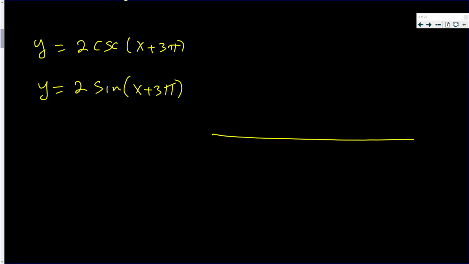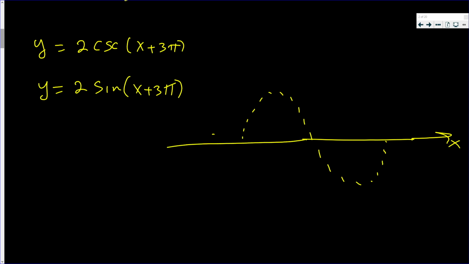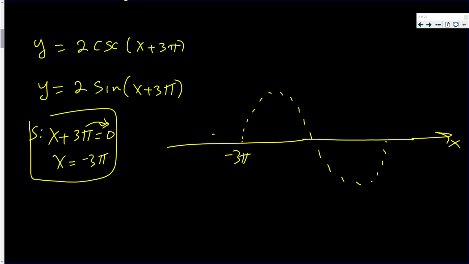Okay. So there it is. There's the x-axis. Where does it start? It starts when the angle is 0. Bring that over. You get that it starts at negative 3 pi. Okay. It starts where it starts, folks. Where does it finish? It finishes when the angle is 2 pi.